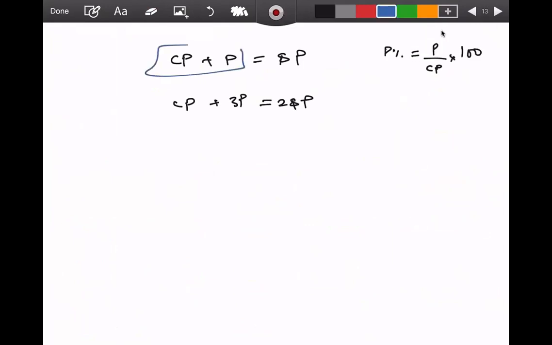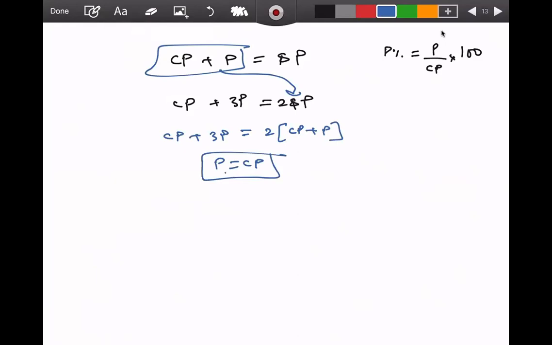Can I use the value of SP, which is CP plus P, and put it here? So this will give us 2 times CP plus P. If you solve it, you'll get P is equal to CP. Now the value of P as CP can be put here. So CP से CP cancel हो गया, profit percentage 100%. Okay. Next.